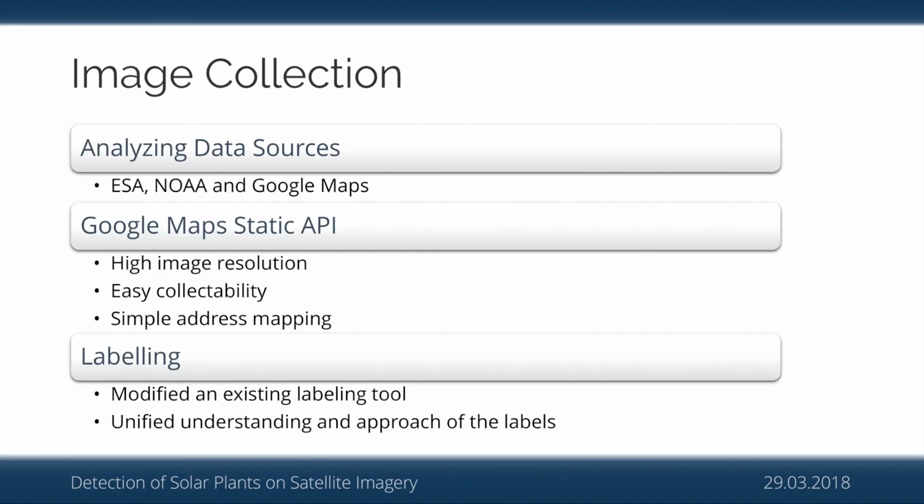We started with analyzing data sources such as ESA, NOAA, and Google Maps, and finally decided for the Google Maps Static API because of the high image resolution, the easy collectability, and the simple address mapping. These images we had to label. We modified an existing labeling tool for our purposes to be as efficient as possible.